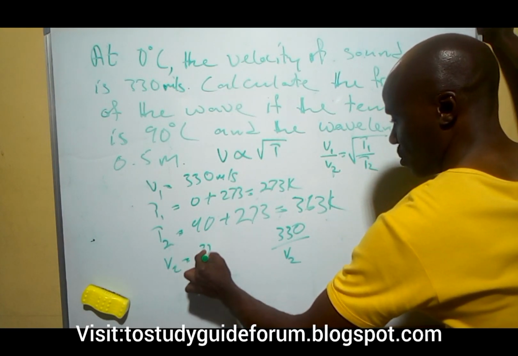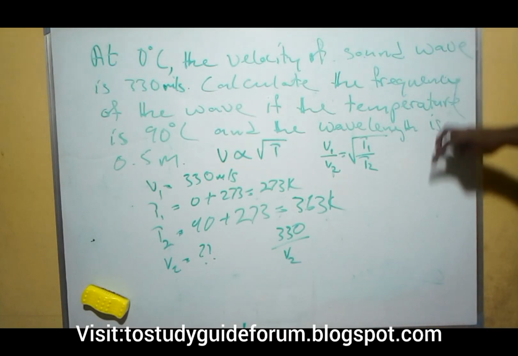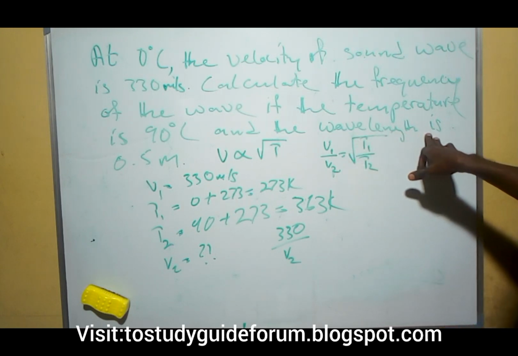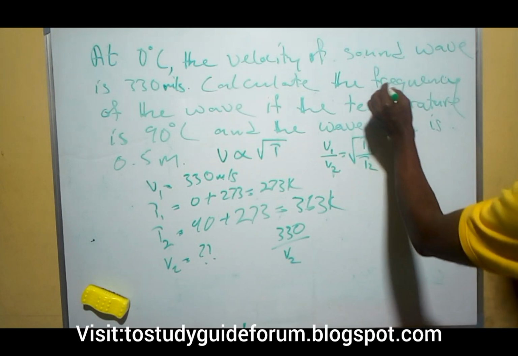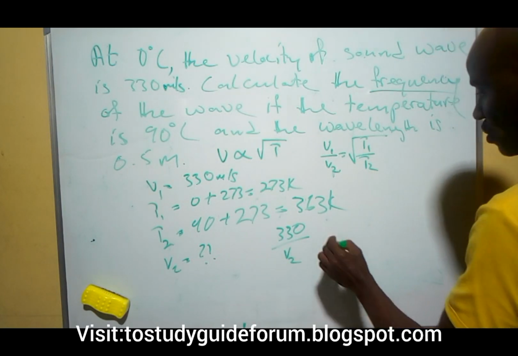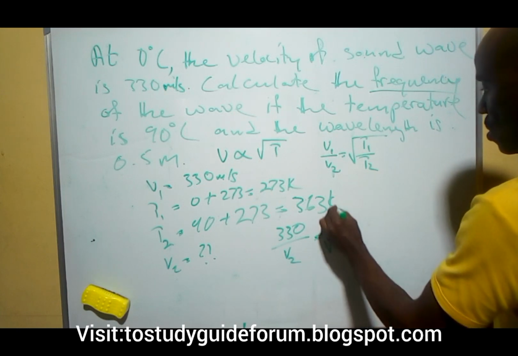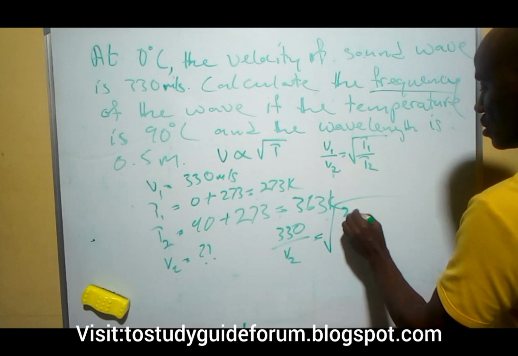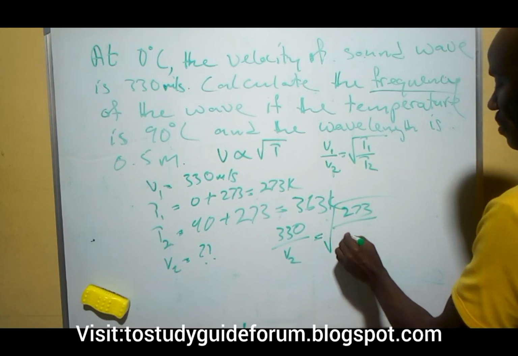The V2 is unknown. So we should find the velocity before we can calculate the frequency. Before we can get this, we need to find the velocity first. So the first thing we're going to do here is to get the velocity, which is equal to the initial temperature and then the final temperature.